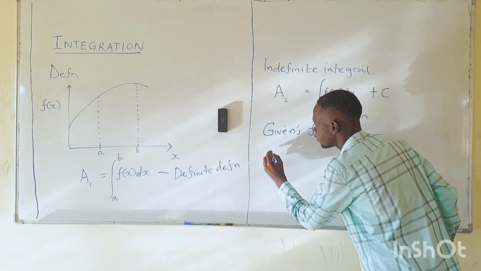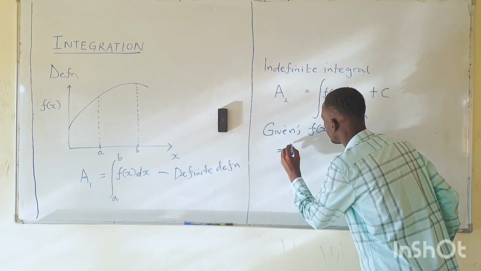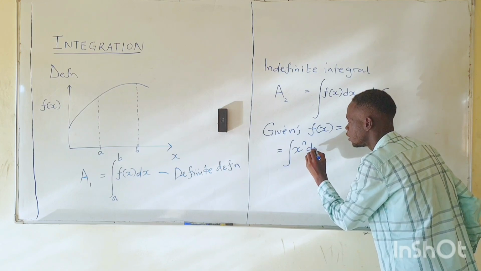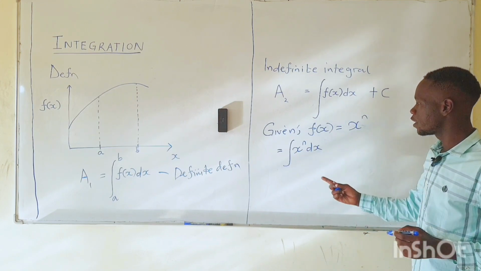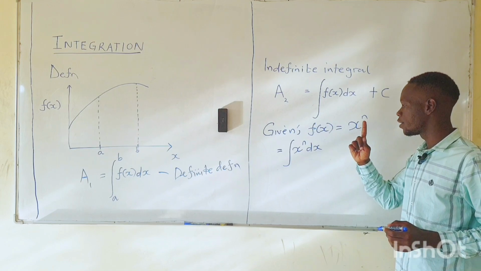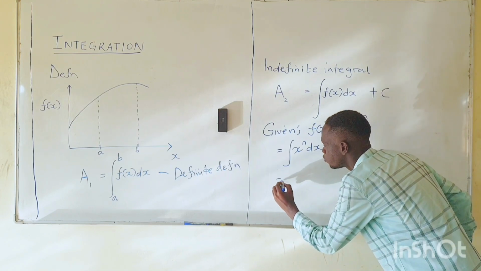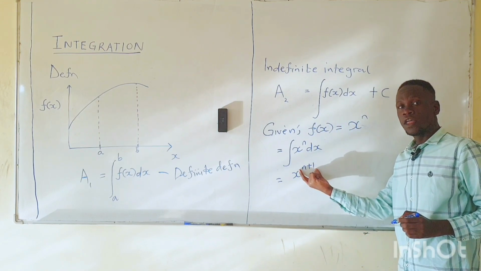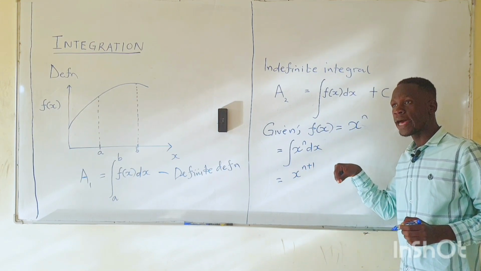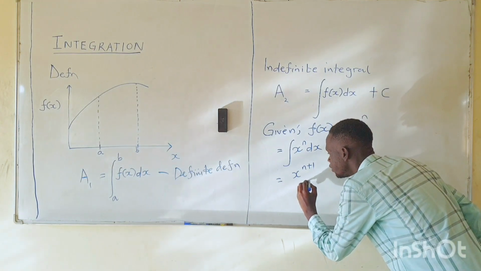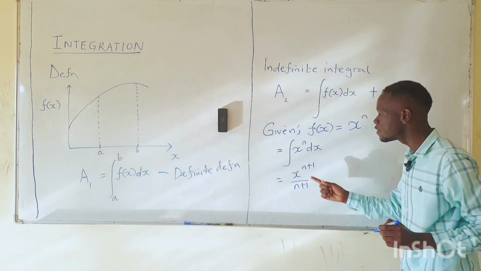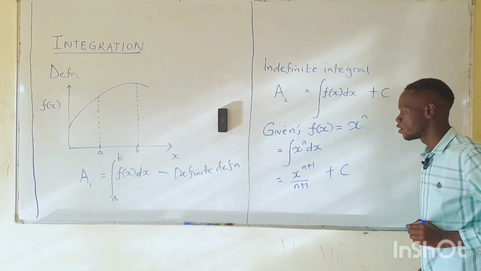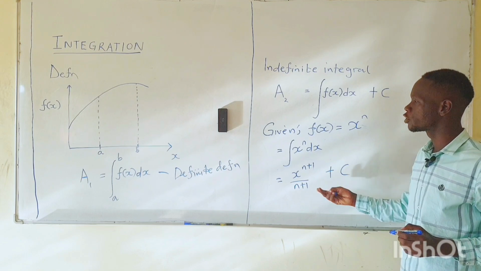So if you're integrating this, the integral of f of x is x power n dx. We say we are increasing our power by 1, so that will be x power n plus 1. Then this new answer we've got, we divide it by the new power, which would be n plus 1. Since it is indefinite, we put an arbitrary constant c. So this is the format of integration.